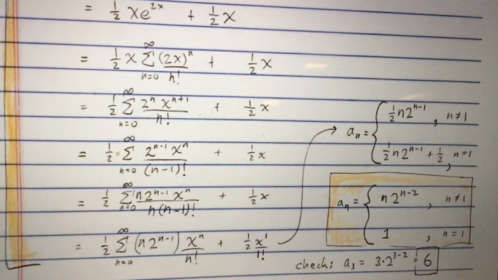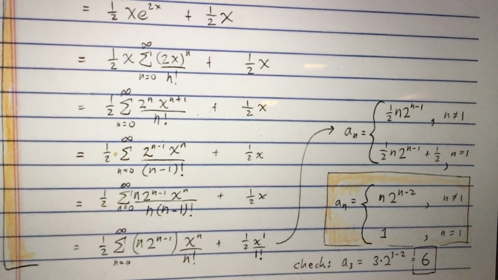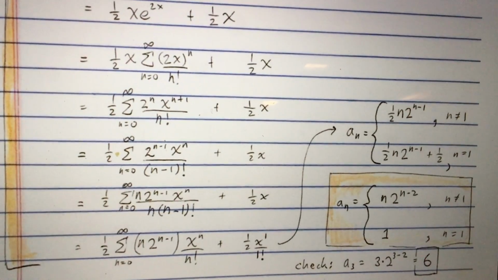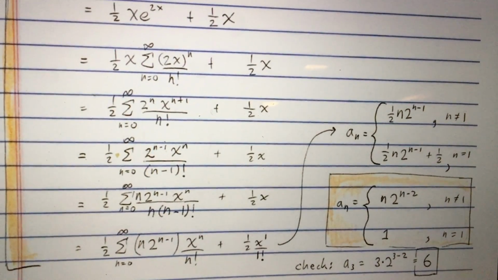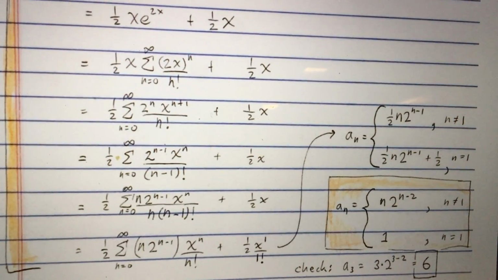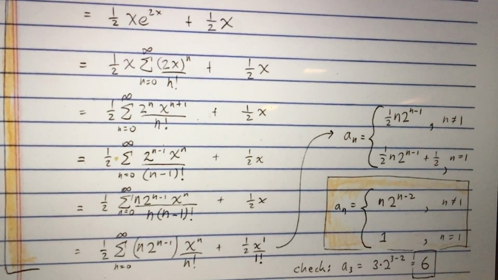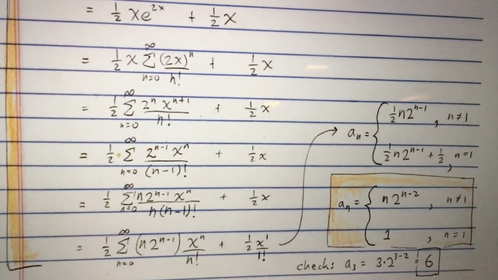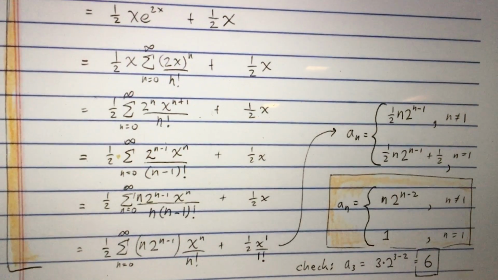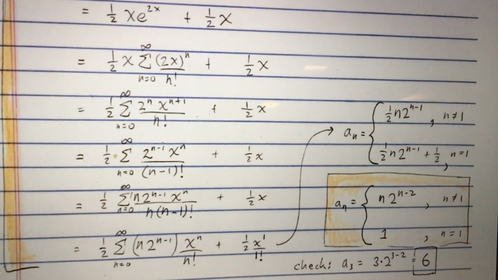And then I can simplify. Combine the powers of 2 to get n times 2 to the n minus 2. And for that second one, the second piece of the piecewise function, I went ahead and plugged in n equals 1 so that I can see what it is. And when I did that, I get 1/2 plus 1/2 equals 1. So that's the final formula. It's piecewise. It has n times 2 to the n minus 2 and 1.